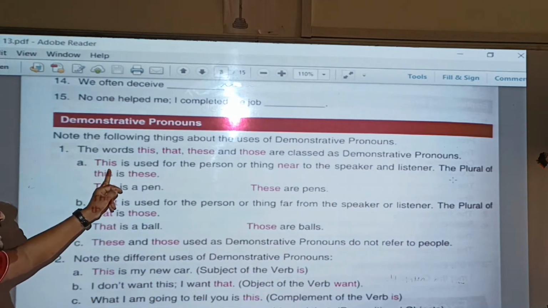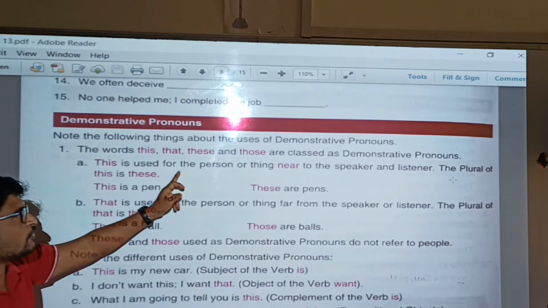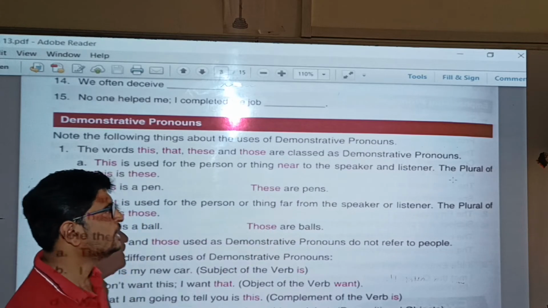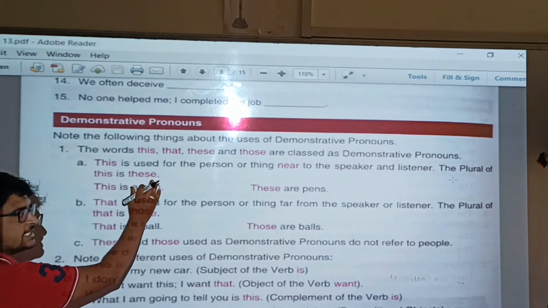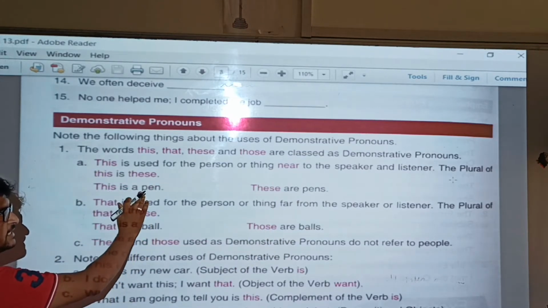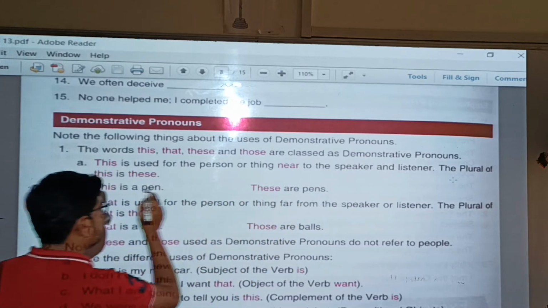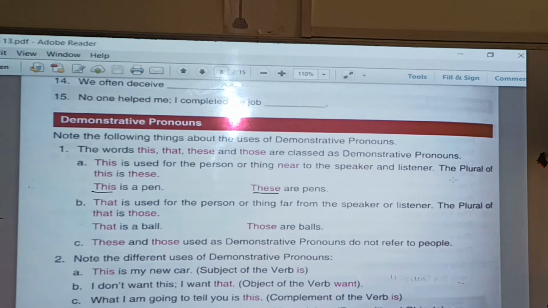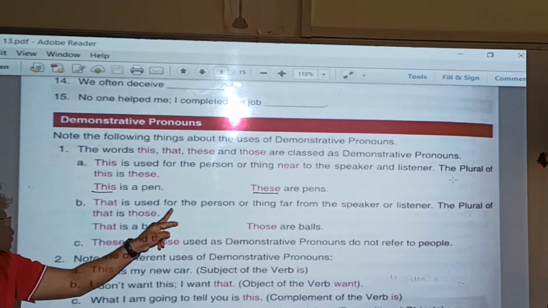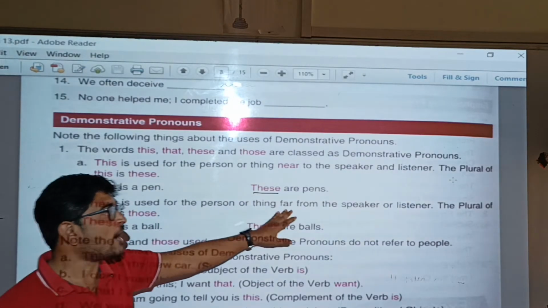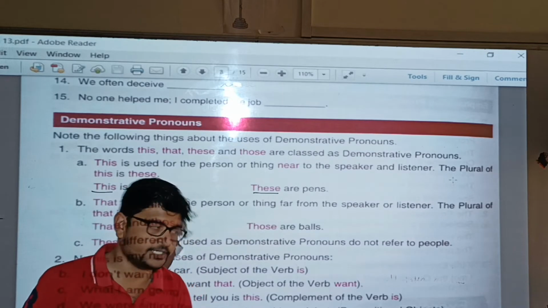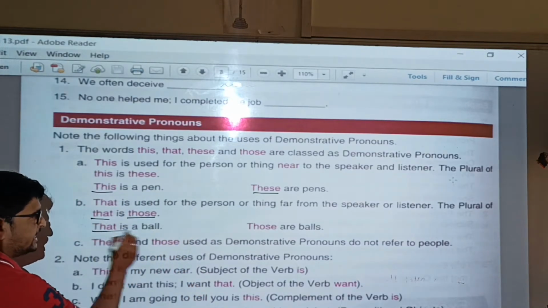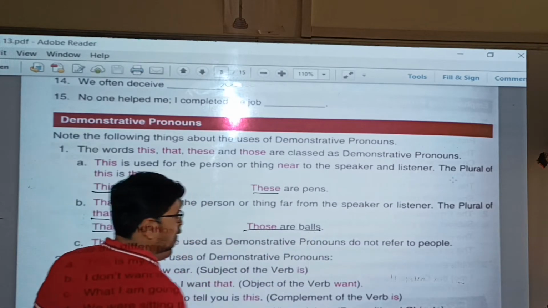A. This is used for the person or thing nearer to the speaker or listener. The plural of this is these, T-H-E-S-E. This is a pen, these are pens. This is singular and these is plural. That is used for the person or thing far from the speaker or listener. The plural of that is those. That is a ball, those are balls.